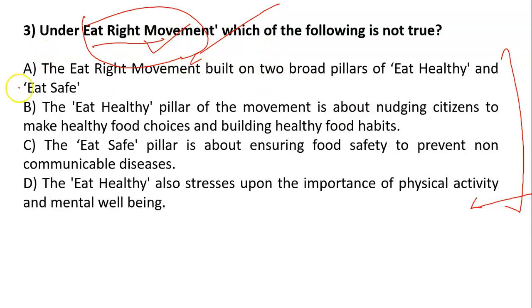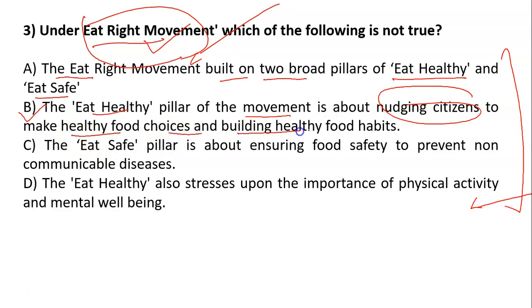I am reading the statements one by one. The first statement is: the Eat Right Movement is built on two broad pillars of eat healthy and eat safe. B: the eat healthy pillar of the movement is about nudging citizens to make healthy food choices and building healthy food habits. C: eat safe, that is the second pillar, is about ensuring food safety to prevent non-communicable diseases.